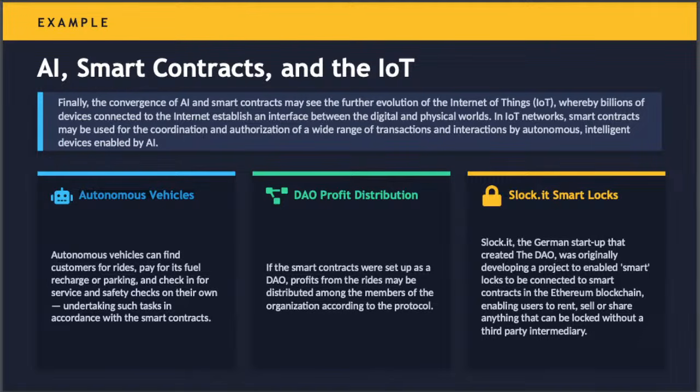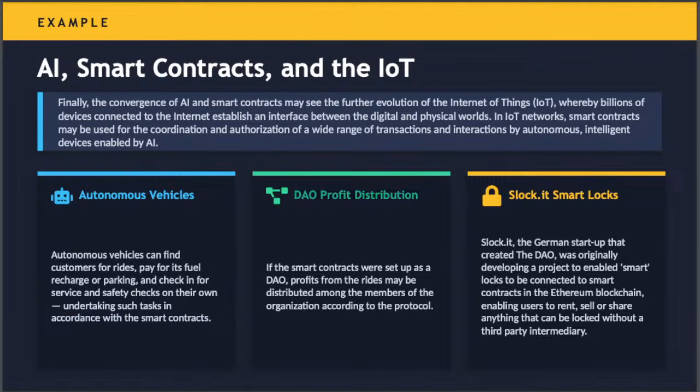So we have, of course, the autonomous vehicles with this famous icon here. Autonomous vehicles can find customers for rides, pay for their fuel, recharge, or parking, and check in for service and safety checks on their own, undertaking such tasks in accordance with a smart contract. So, you get your oil change every 3,000. I don't think these autonomous vehicles, they're pretty much all electric, so there's no oil change. But they would have certain safety checks and service, I assume, and they would undertake these tasks in accordance with how it's on the smart contract. That would trigger them to do these things in the real world.